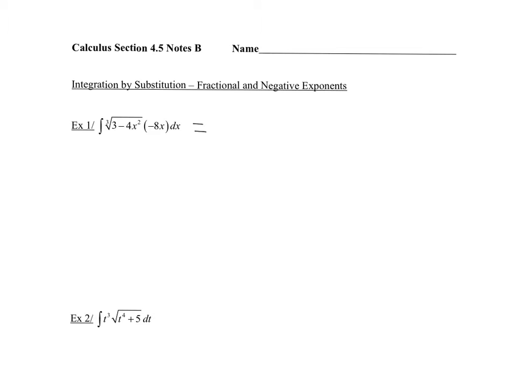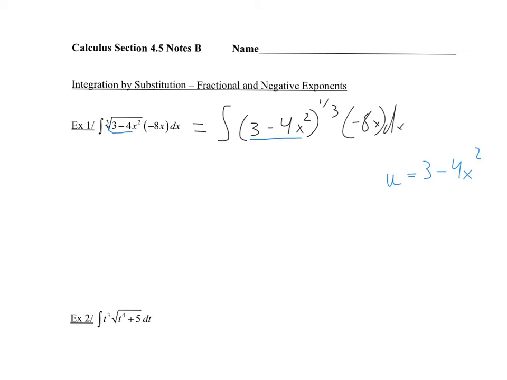So we begin here with example 1, and here's the key, here's the tip. You have to rewrite this as a fractional exponent. So I'm going to rewrite this as 3 minus 4x squared to the 1/3 power times negative 8x dx. Now, again, remember, it's called U substitution for a reason, because we're going to have to select one of these expressions as our u. And you want to choose the inside expression. In other words, I want to choose the thing that is inside, right? So that's going to be 3 minus 4x squared this time. u equals 3 minus 4x squared.